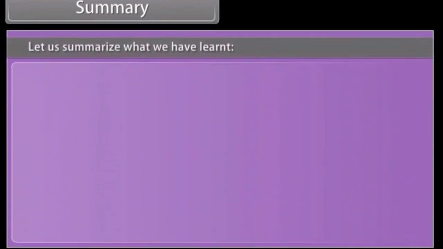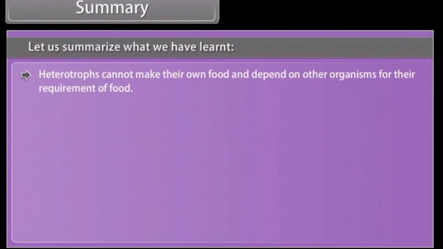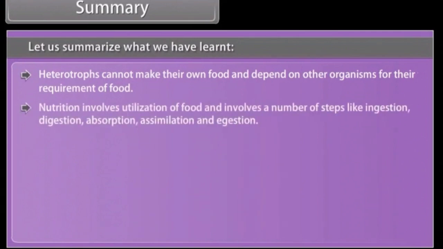Summary. Let us summarize what we have learned. Heterotrophs cannot make their own food and depend on other organisms for their requirement of food. Nutrition involves utilization of food and involves a number of steps like ingestion, digestion, absorption, assimilation, and egestion.